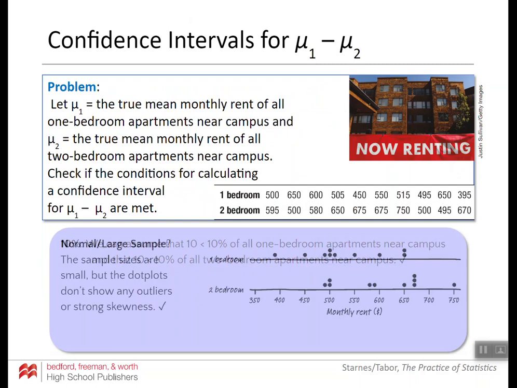Lastly, we have the normal or large sample condition. The sample sizes are small. We don't know for sure that the costs of 1 and 2 bedroom apartments are normally distributed, so we need to make some dot plots. Neither shows a strong skew or outliers, so we're good.